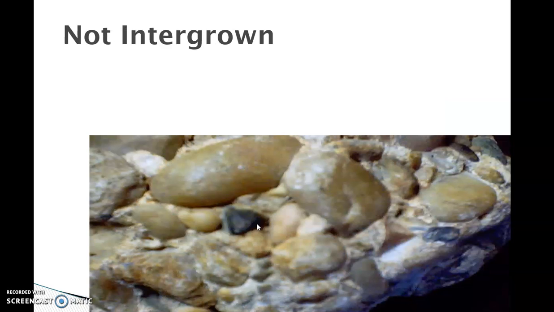This is not intergrown. What you're looking at here, you can see this is like a big pebble, there's another pebble. They're kind of all glued together. So I could see that these individual pebbles lived a former life. They were their own thing, and then at some point they got glued together.